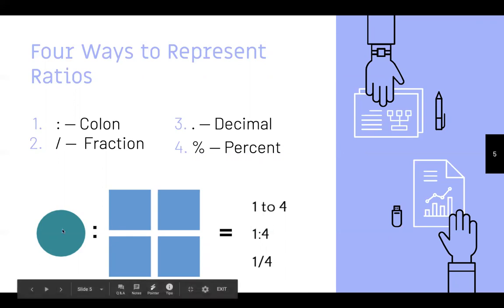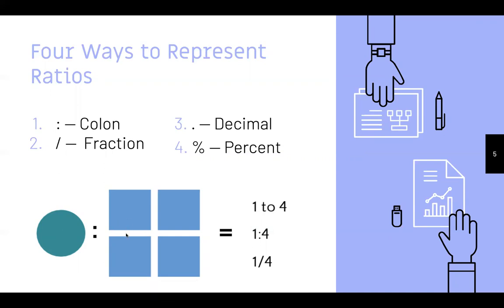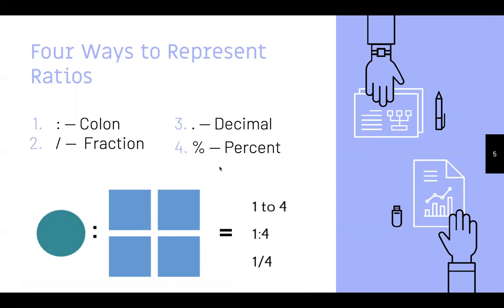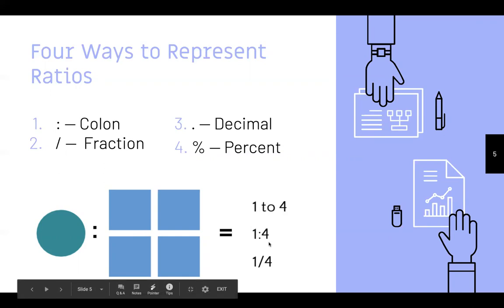So you see that there's one green circle over here, and there are four blue squares. Well, it equals all these same things, and if I was going to do a percentage, it'd be 25%, let's say. But 1 to 4 is the same as saying 1:4 or 1 over 4. It's all the same thing. It's comparing how many circles you will have to these squares.